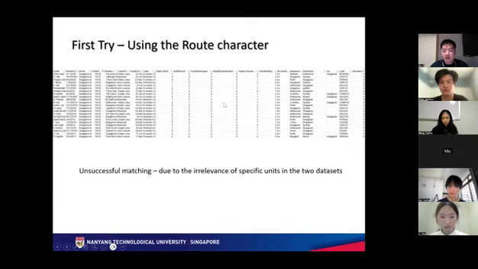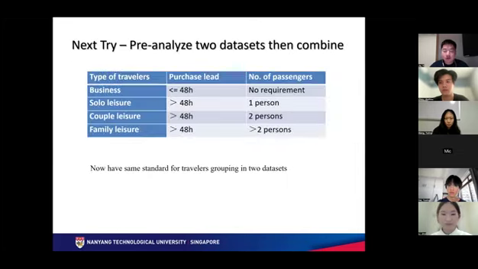The main reason for the mismatch is that the 2 datasets were collected by 2 different airlines and likely at different times. So if we focus on specific unit matching, we cannot get the whole picture from it. So for the next try, we put our focus on the pre-analysis of each dataset, because specific matching is impossible. Therefore, pre-analyzing each part and then compiling the results should be feasible.